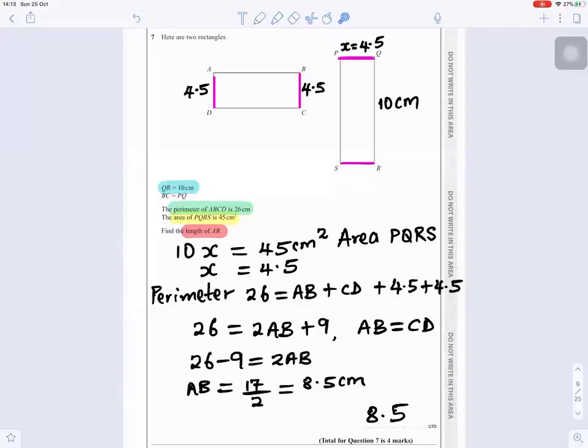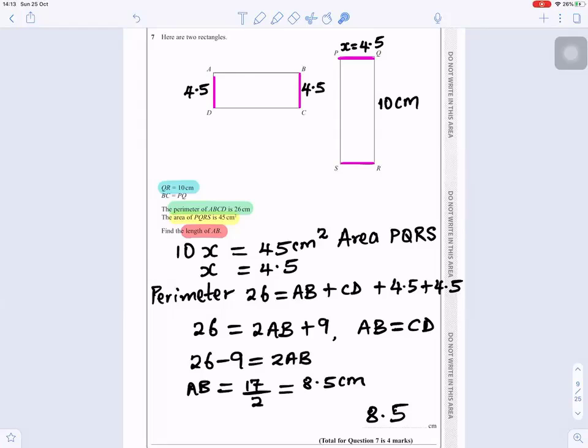Question number 7. Here are 2 rectangles. QR is 10 centimeters. BC is equal to PQ. The perimeter of A, B, C, and D is 26. The area of P, Q, R, and S is 45 centimeters squared. Find the length of AB.